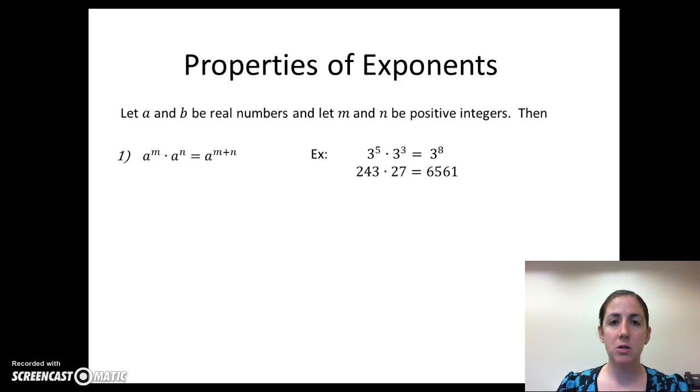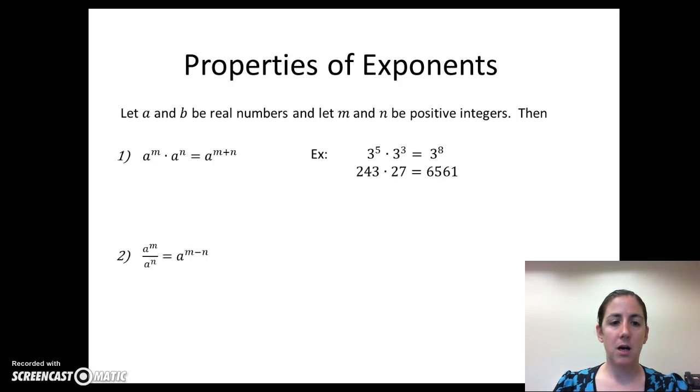And you can check this yourself. 3 to the 5th power is 243. 3 to the 3rd power is 27. 3 to the 8th power is 6,561. And if you take 243 and you multiply it by 27, you'll also get 6,561.